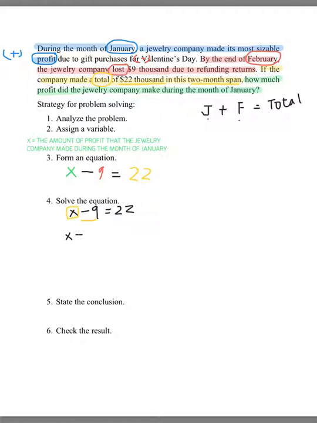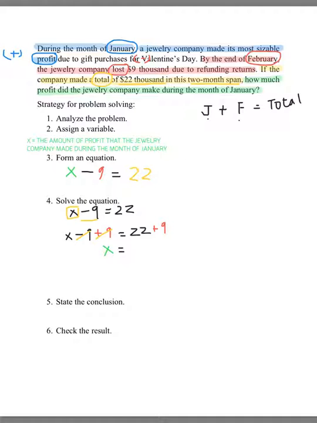So again, the original equation is x minus 9, and that's equal to 22. And we're going to go ahead and add 9 to both sides. And again, the reason for that is because this negative 9 is going to simplify out with this positive 9. And we're going to be left with x, which is what we desired. And I'll go ahead and color code that in green. And then on the right hand side, we're going to have 22 plus 9.